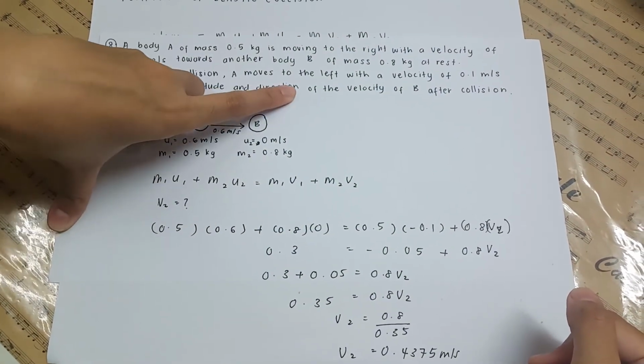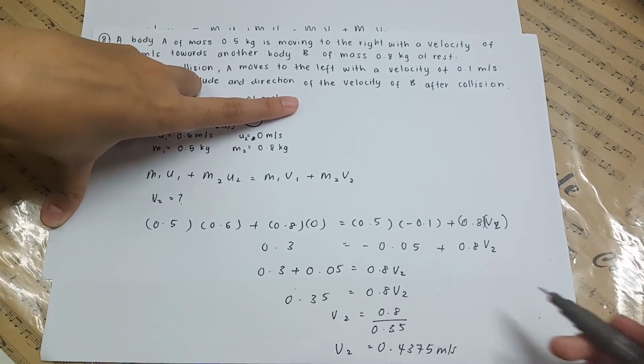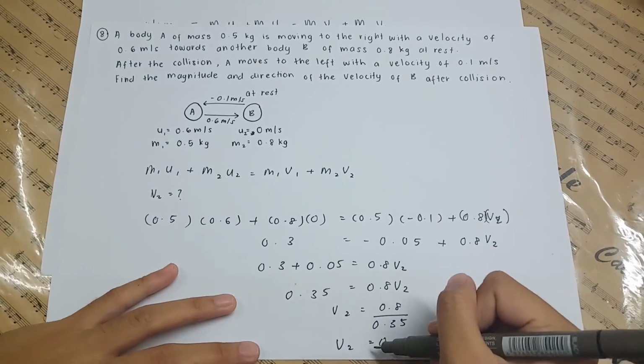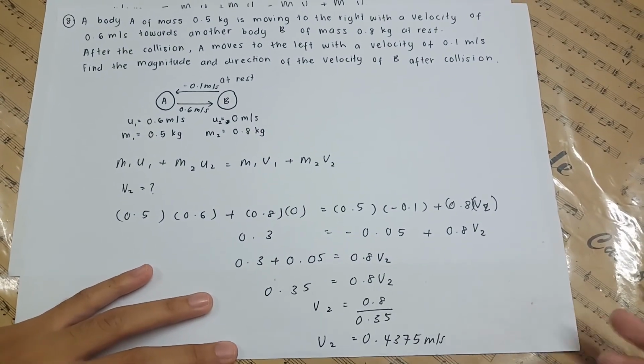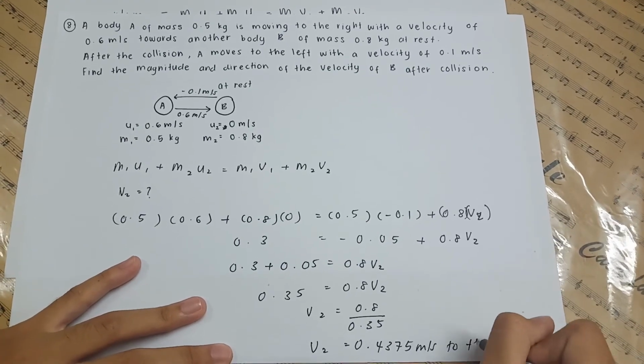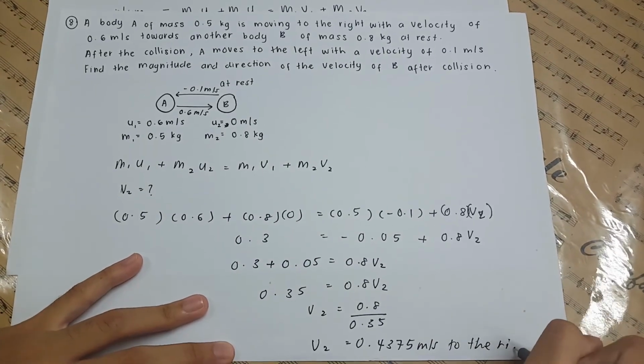How we know the direction is the answer we get either negative or positive. So the answer we get positive, then the direction is to the right.